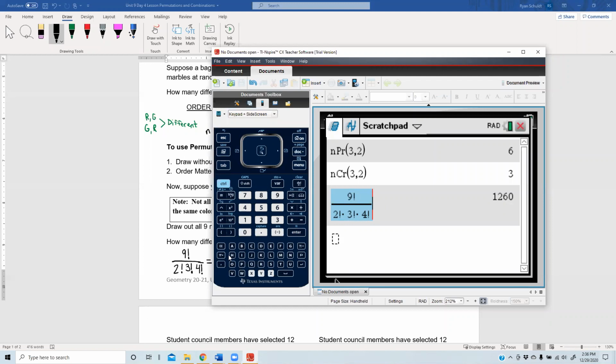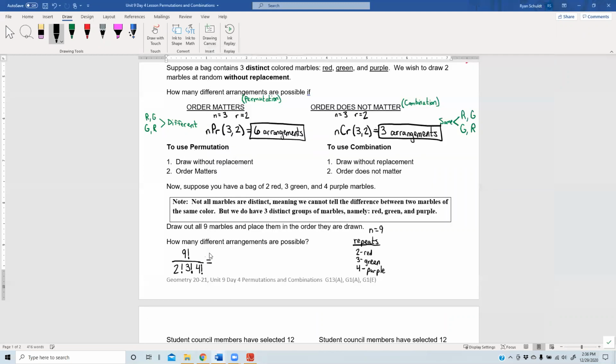So that means our answer is 1,260. So there's 1,260 arrangements. I could say different arrangements. I'm just going to leave it short and say arrangements. 1,260 arrangements. That's how many different ones there are.